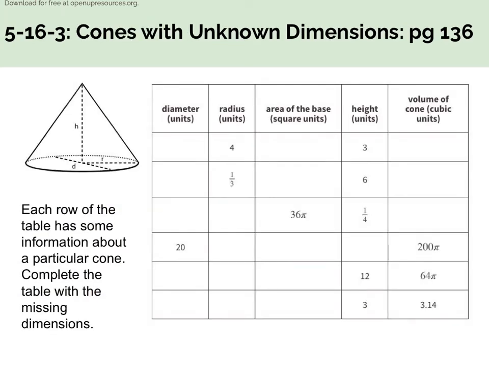So let's look at page 136. On page 136, we have this table. Notice how we have pieces of information. We're given radius, height, the area of the base, the diameter, and volume. And remember, we're working with the equation V equals 1/3, because it's a cone, multiplied by the area of the base, multiplied by height. The area of the base, which is a circle, is pi radius squared. So our equation is V equals 1/3 times pi times radius squared times height.